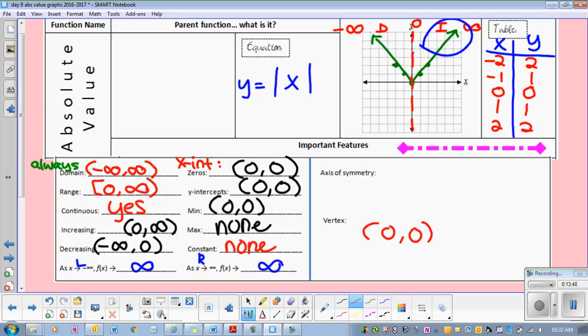Now, what is the axis of symmetry? Have you guys ever heard of that before? I heard of symmetry before, like split. Yeah, right? You've heard of symmetry? Okay. Axis of symmetry is basically the line that splits this graph into symmetrical halves, right?